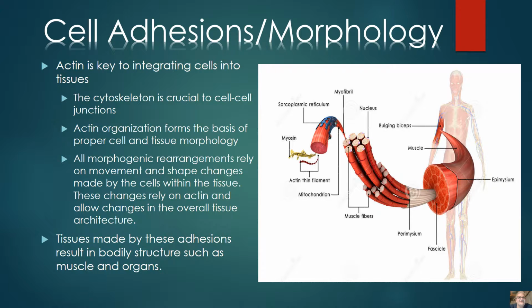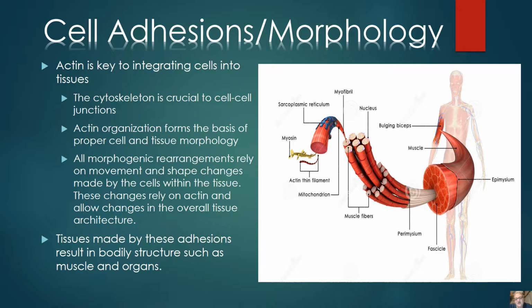So basically, the cytoskeleton gives a shape, it gives a form, it is the structure within the cell. And it forms the adhesions between 2 or 3 cells and forms tissues which turn into organs or bodily systems. All morphogenic rearrangements rely on movement and shape changes made by the cells within the tissue. These changes rely on actin and allow changes in overall tissue architecture. So actin is very important in determining cell shape, and cell shape determines what type of tissues these cells are going to make.